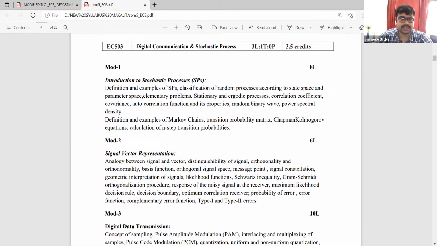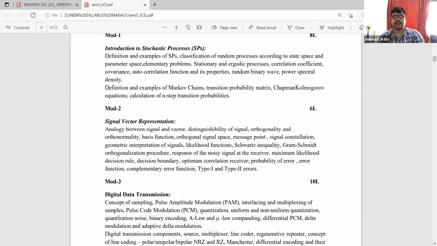Signal vector representation, that is a very fundamental thing. If you want to analyze any kind of signal, you have to see the signal vector representation. So analogy between the signal and the vector, distinguishability of the signal, orthogonality and the orthonormality, basis function. These are basically mathematical portion, but you have to study in detail in this case.